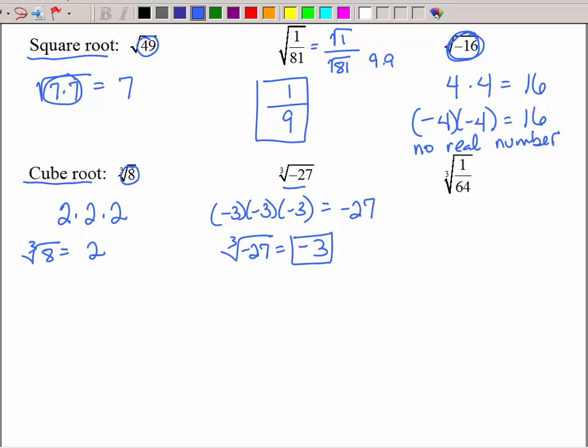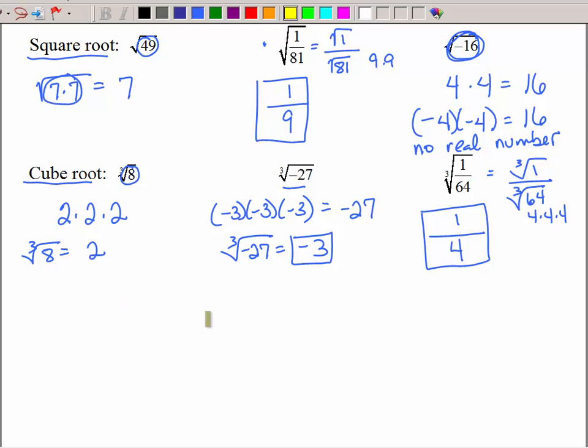What about that cube root of 1 over 64? Well, we can do the same thing we did up here, and we could separate that as the cube root of 1 over the cube root of 64. And the cube root of 1, of course, is 1. 1 multiplied by itself is always 1, however many times you have. And then 64, you might remember when we were factoring cubes that 4 times 4 times 4 is 64. So the cube root of 1 over 64 is 1/4.